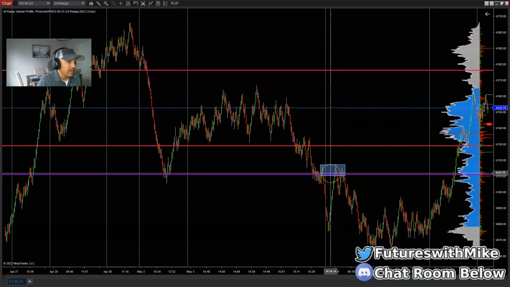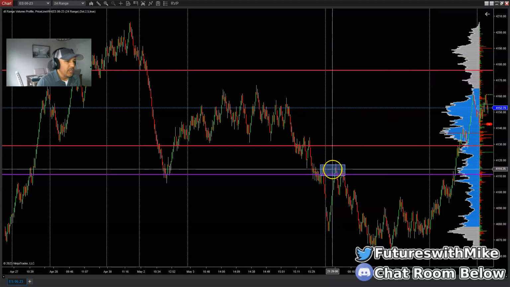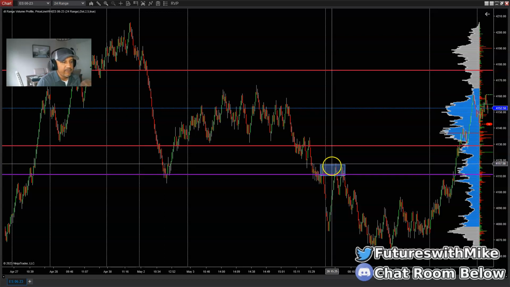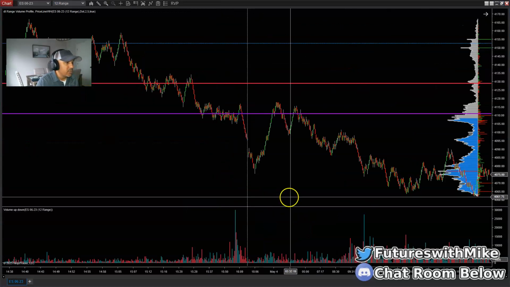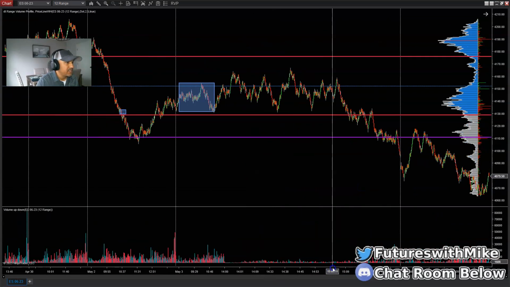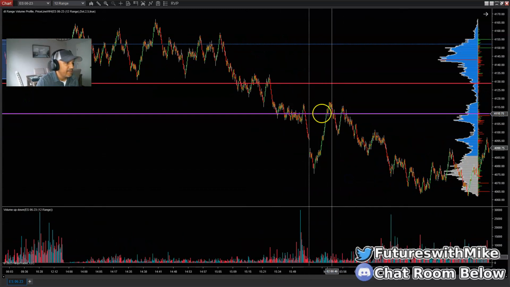Now, let's scale down to the 12 range chart. So this was right here, okay? In this zone here between 4110 and 4116, let's just say that. So on the 12 range, we'll go to that area. It rests right here in the zone, okay? Right here in the zone.